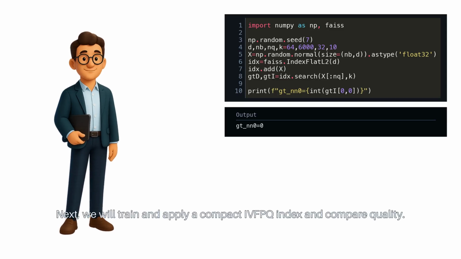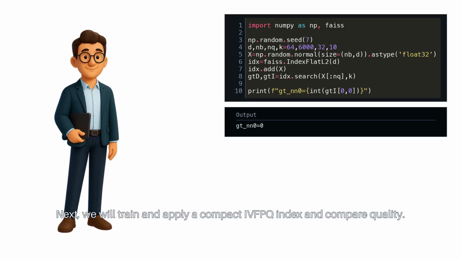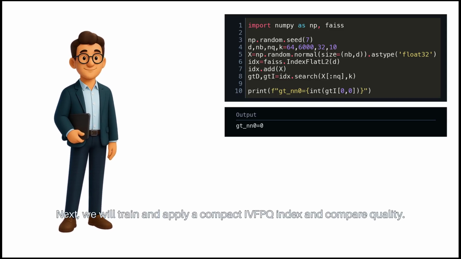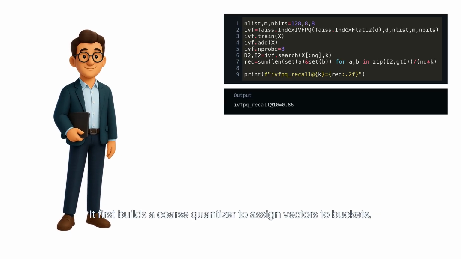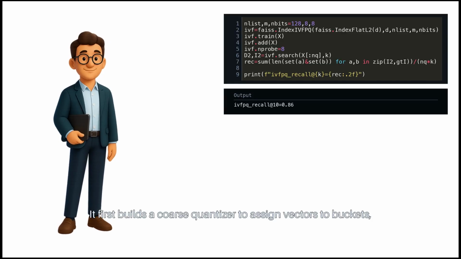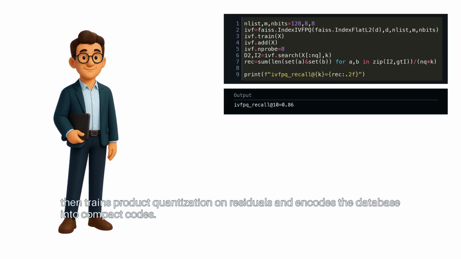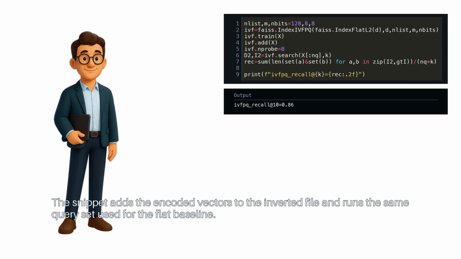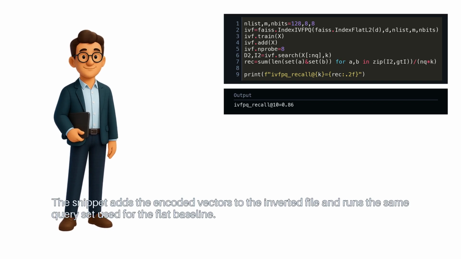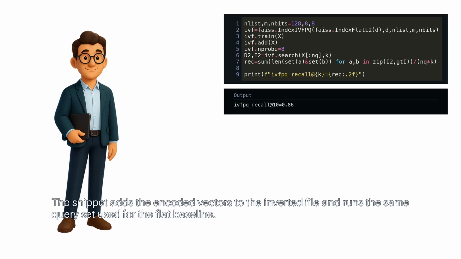Next, we will train and apply a compact IVFPQ index and compare quality. This snippet trains a FAISS IVFPQ index and measures recall at K. It first builds a coarse quantizer to assign vectors to buckets, then trains product quantization on residuals, and encodes the database into compact codes. The snippet adds the encoded vectors to the inverted file and runs the same query set used for the flat baseline.